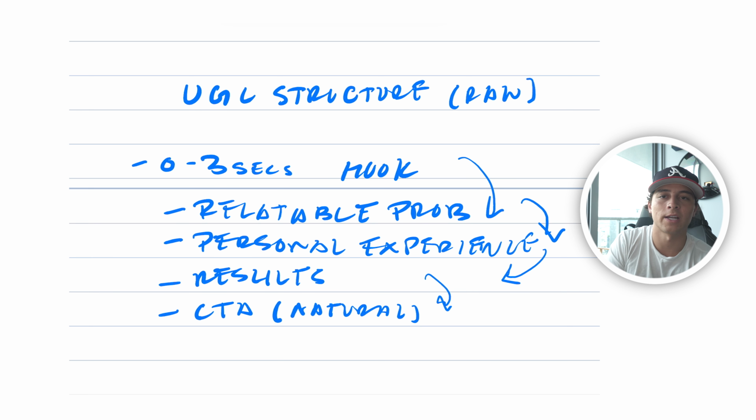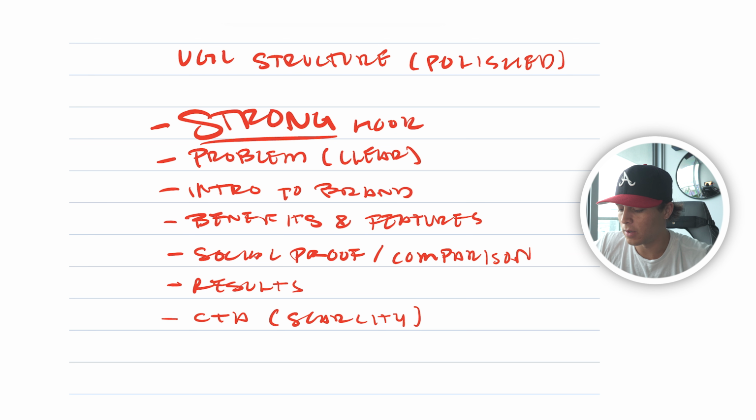You want to make sure it's really natural and not too hard, because then it will come across as not legitimate and people will kind of sniff that out, especially with the consumer's guard and how high up it is nowadays. But okay, so now that we went over the structure of raw UGC, it's important to go over structure of polished UGC.